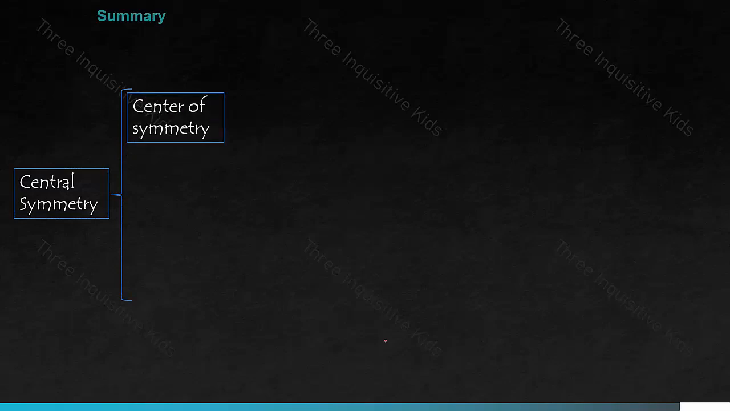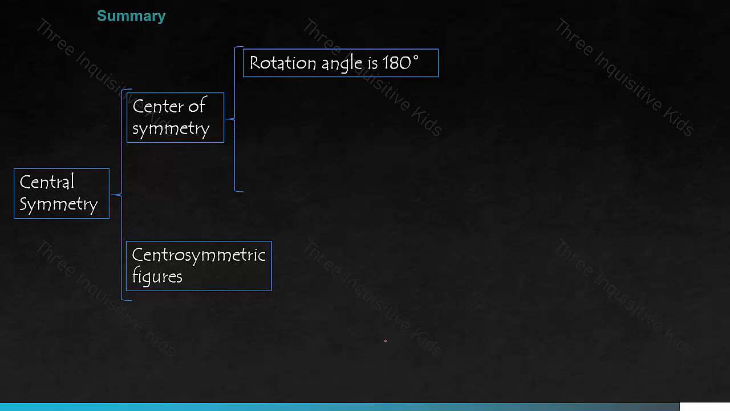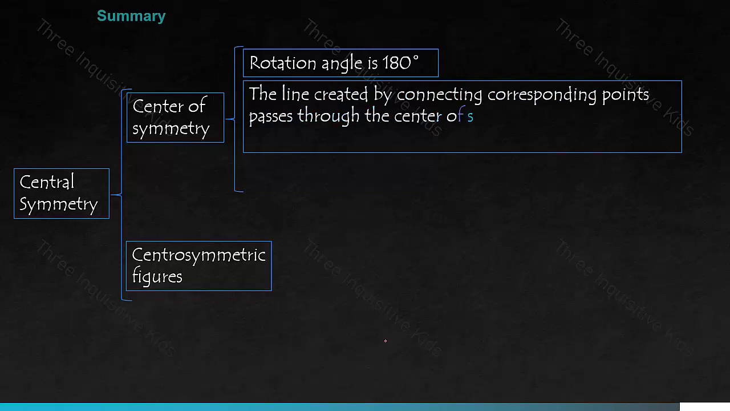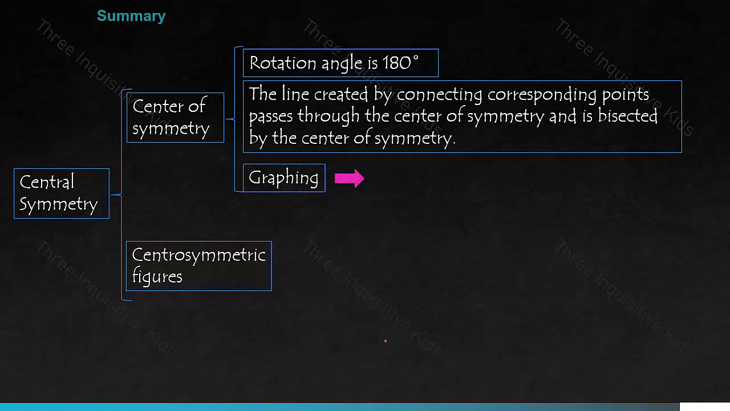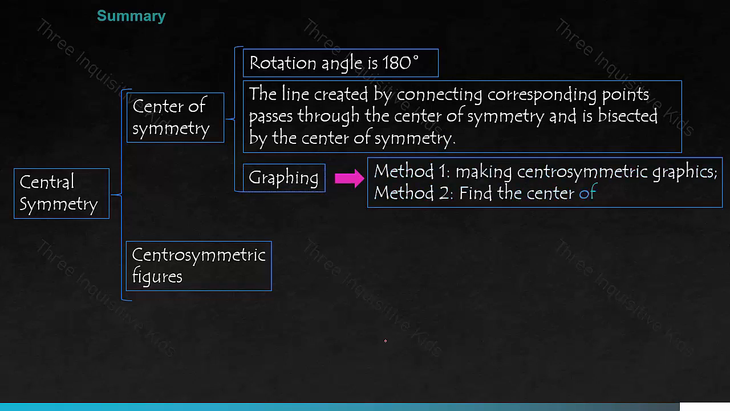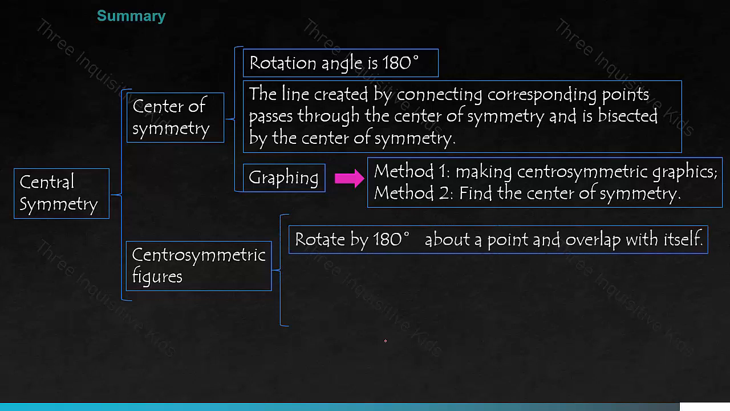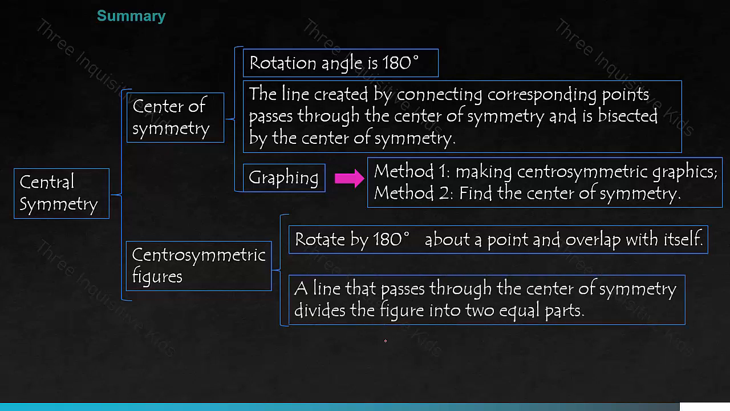Central symmetry. Today we learned about the center of symmetry and central symmetric figures. We learned that in central symmetry, the rotation angle is 180 degrees, and the line created by connecting corresponding points passes through the center of symmetry and is bisected by the center of symmetry. Method 1 is to make centrosymmetric graphics, and method 2 is to find the center of symmetry. Those were the two types of problems we did. And in centrosymmetric figures, you have to rotate the figure by 180 degrees about a point and overlap with itself. And a line that passes through the center of symmetry divides a figure into two equal parts.